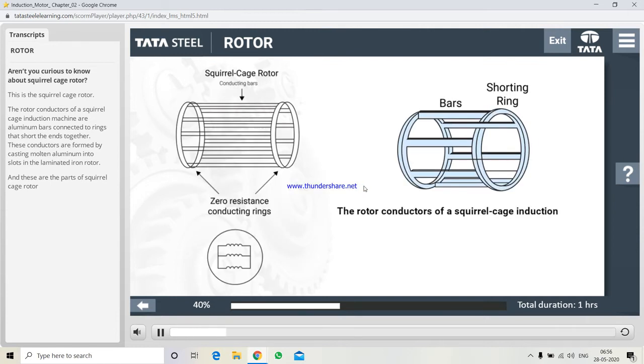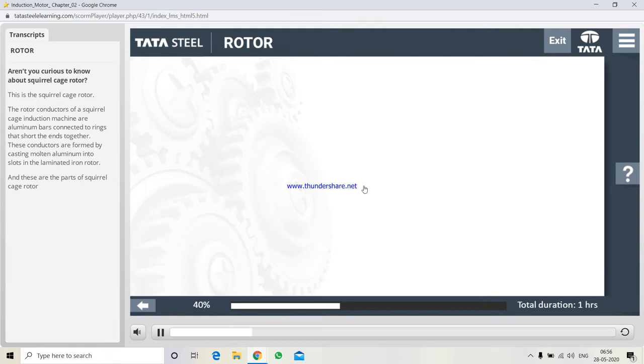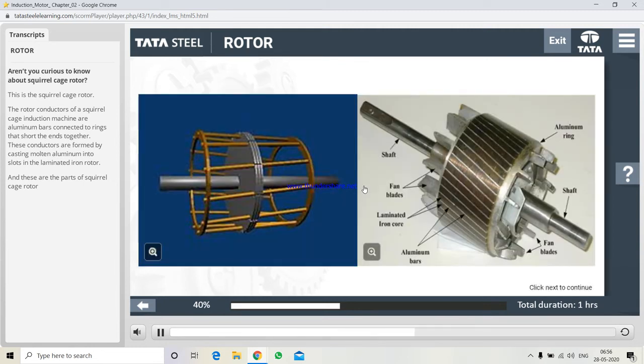The rotor conductors of a squirrel cage induction machine are aluminium bars connected to rings that short the ends together. These conductors are formed by casting molten aluminium into slots in the laminated iron rotor. And these are the parts of the squirrel cage rotor.